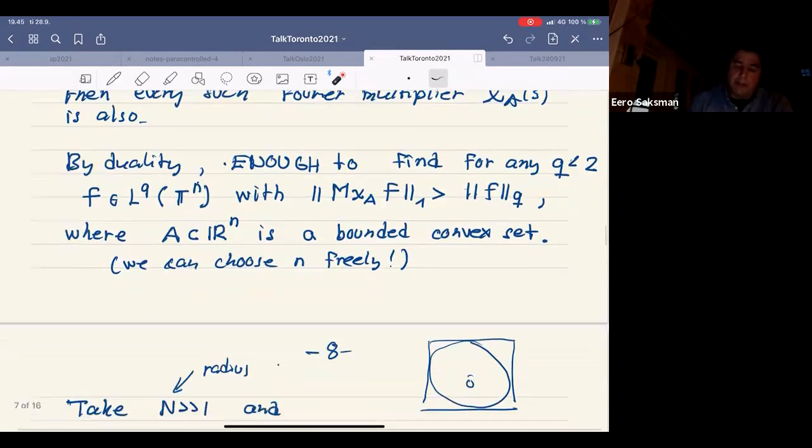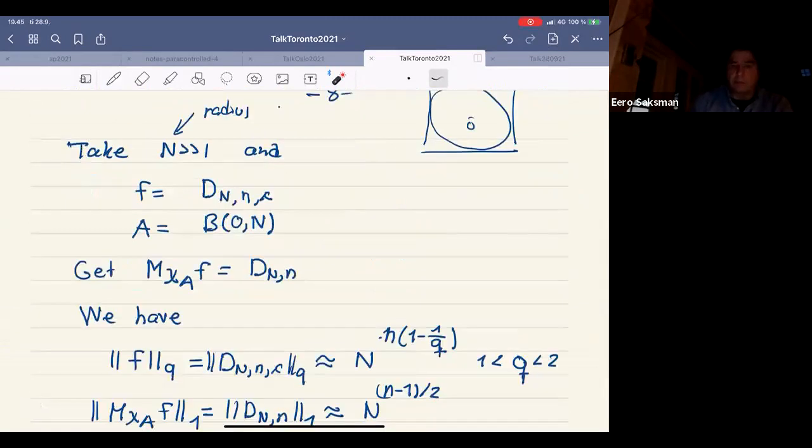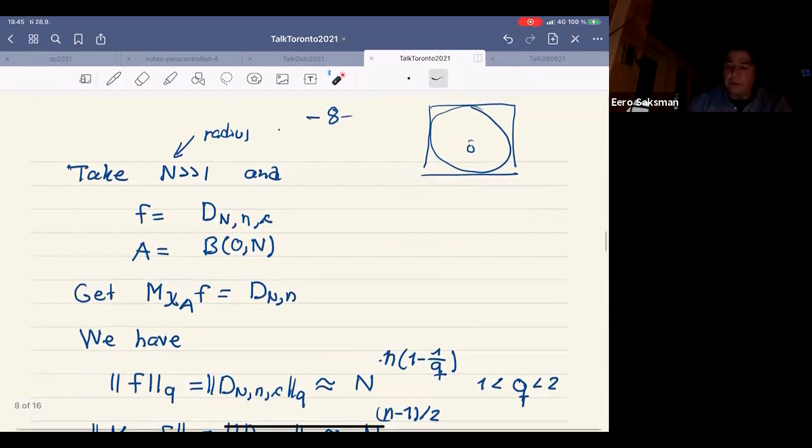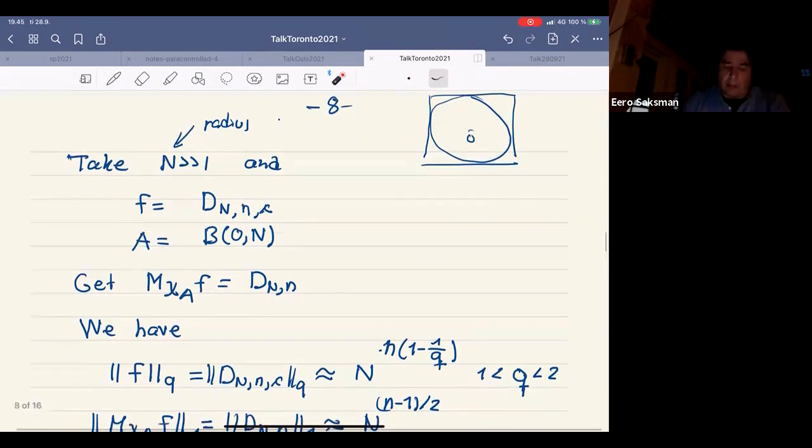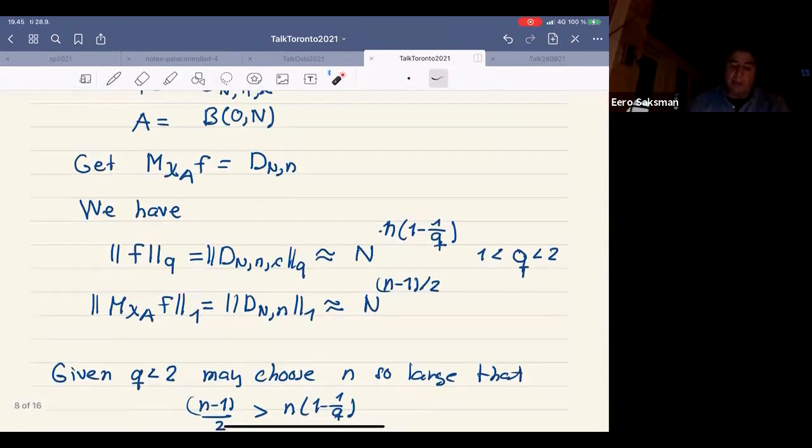And what you do is that you actually take your function f to be the summation corresponding to the kernel, the partial sum kernel corresponding to a cube, and then you hit it by a multiplier, which is just a ball inside the cube. And when you do the algebra by using the data we have, we know what is the norm of f.